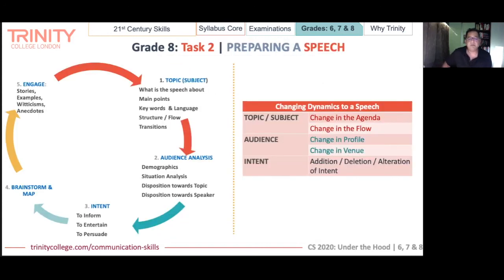If you pay attention to the left-hand side of this particular image, speech making all starts with, of course, what are you talking about? What's your subject or your topic? It's much the same way of how we analyze a speech, but now we look at it from a different way of performing it. So the most important thing I need to understand is, what am I going to be talking about?